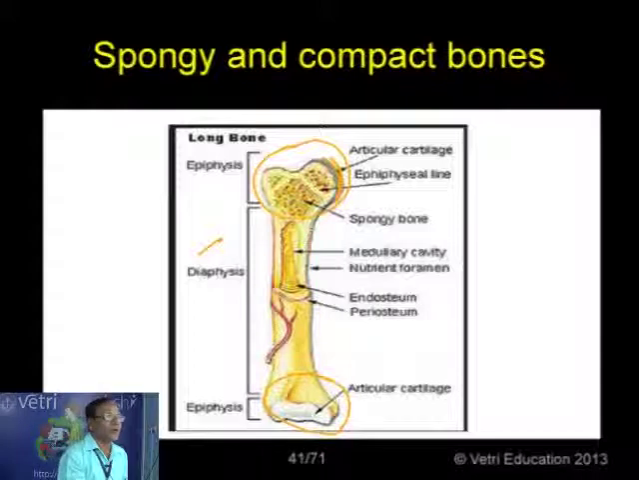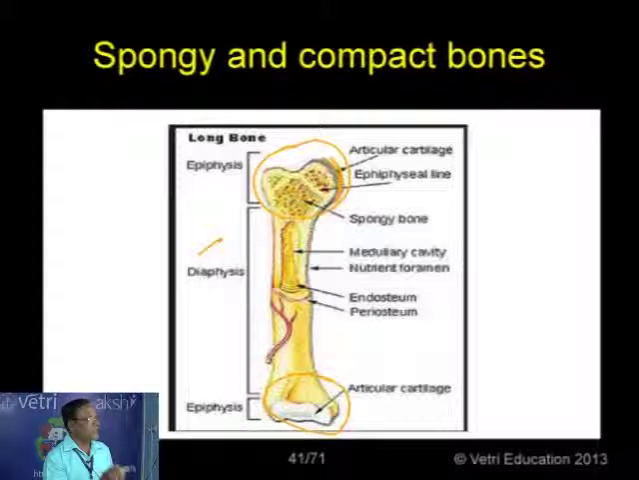The diaphysis encloses a cavity called the medullary cavity, which contains bone marrow that is yellow in nature. Whereas the terminal ends, the epiphyseal regions, contain red bone marrow. The red bone marrow is concerned with the production of RBCs and WBCs. The yellow bone marrow is concerned with the storage of fat, with a large amount of blood vessels, and adipose tissue, the fatty tissue, is formed.